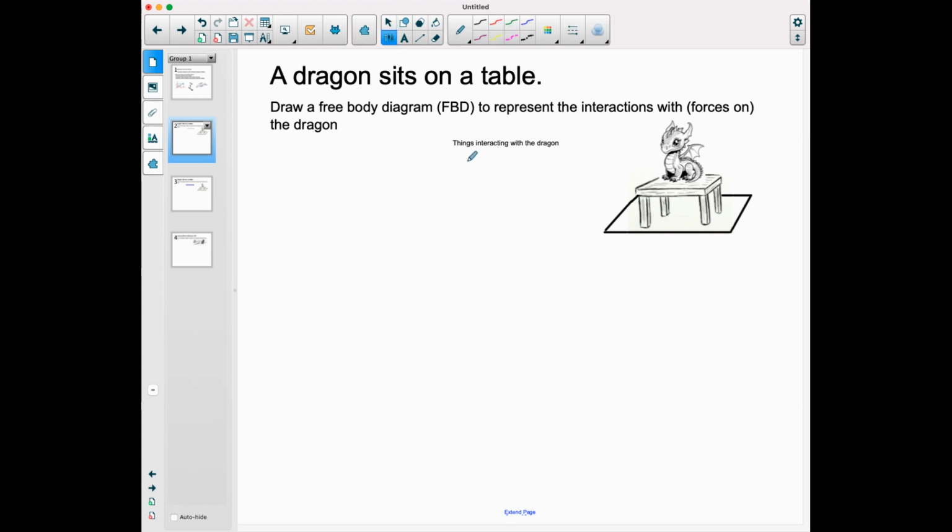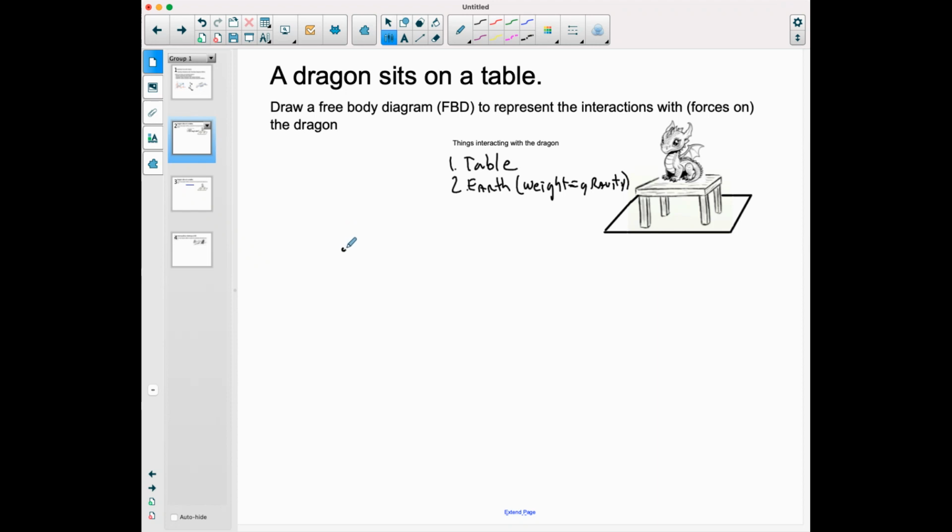Well, the table's clearly interacting with the dragon. They're even in contact. A second thing interacting with the dragon is an interaction with the earth. The earth pulls down on the dragon. It's actually what gives the dragon its weight. So another object interacting with the dragon is the earth. And again, that provides the weight for the dragon, which is a force. Some of you might think of weight as the same thing as gravity, because it is. All right. Those are the two things that are interacting with the dragon.